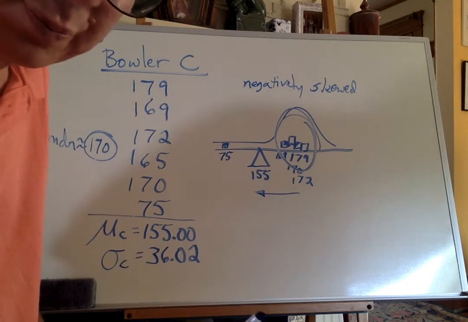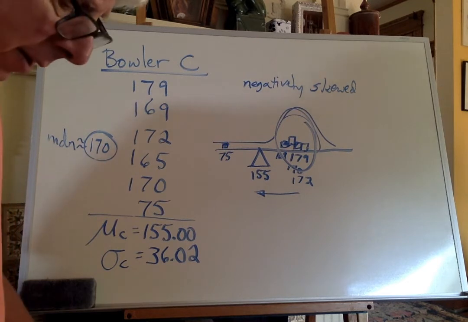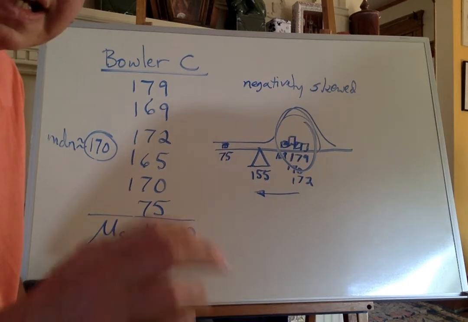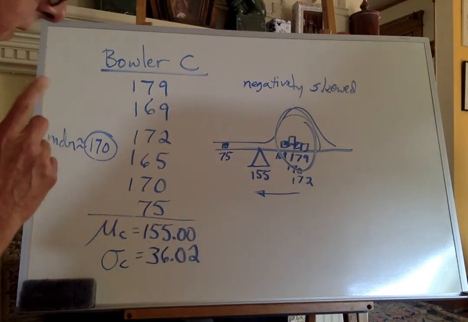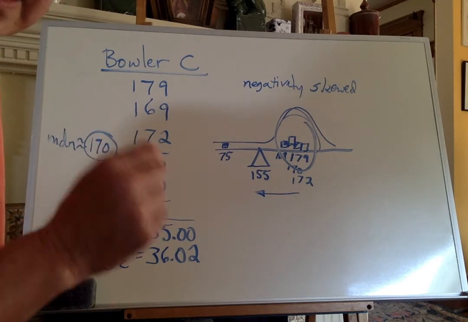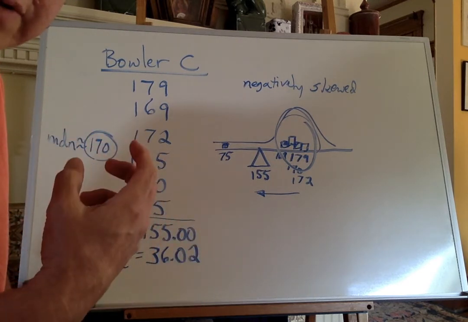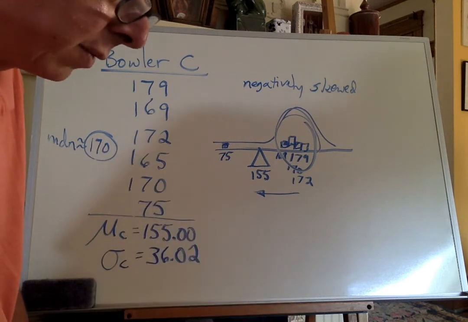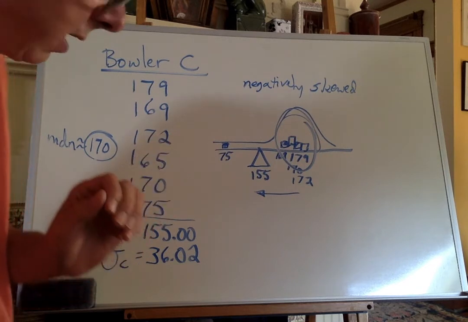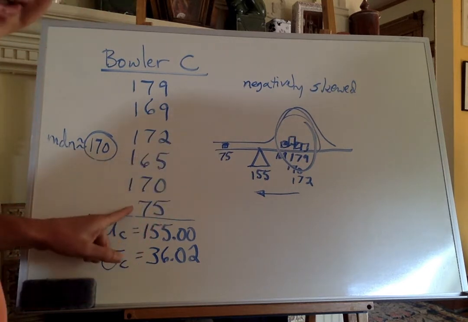aberrant score. Now, I'm going to talk a little bit about research in terms of the data telling us something. If I saw this bowler's data, and again, I've seen data like this when I'm in the lab collecting data with my research, the first thing I would do, I mean, I wonder if this is a mistake.